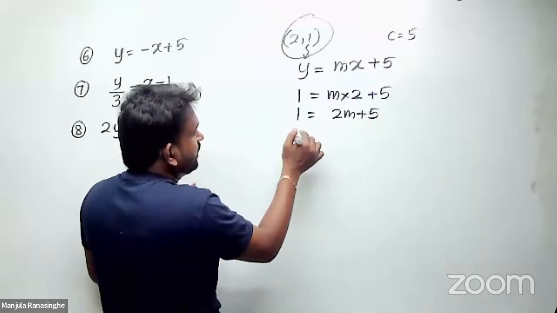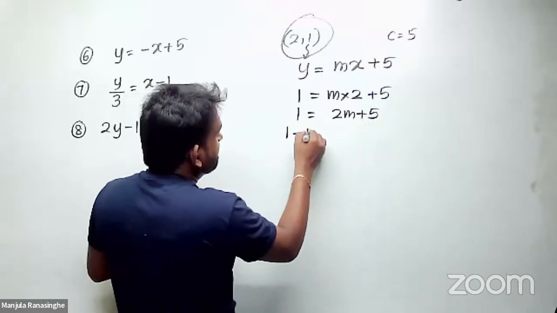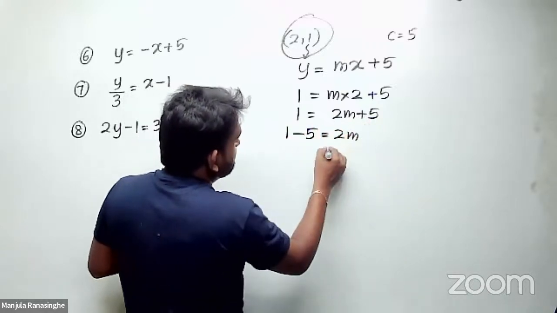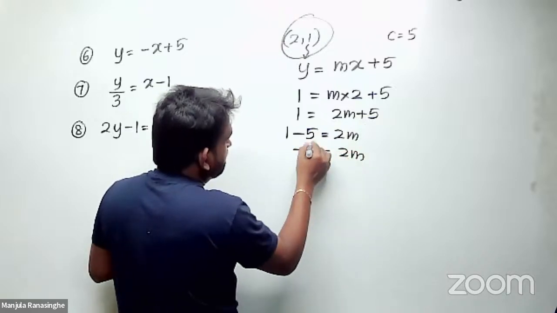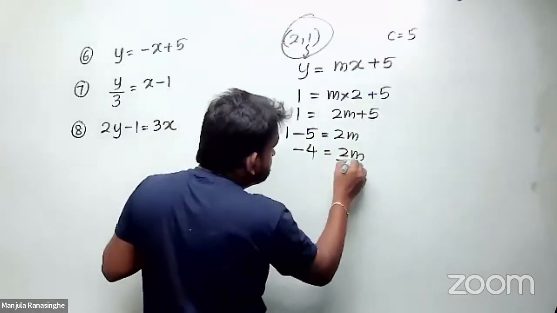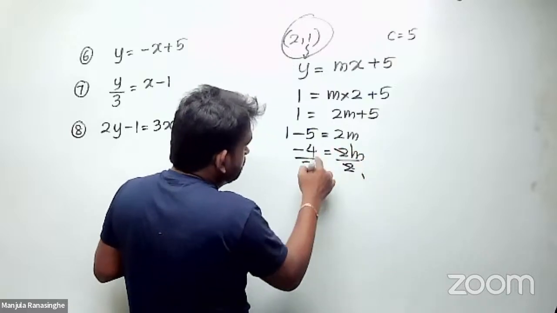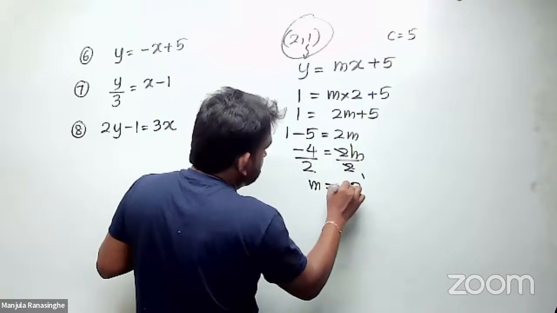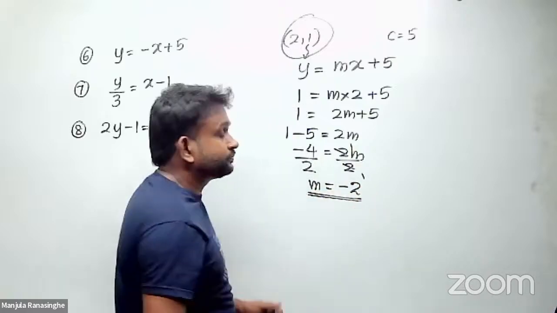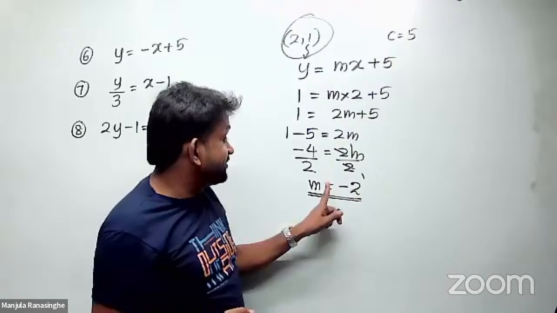Now bring 5 to the other side. Then 1 minus 5 equal 2m. Then 2m equal 1 minus 5 means minus 4. Just divide by 2 both sides. 2 cancelled. Then m equal minus 4 divided by 2, minus 2. So m is found, minus 2.